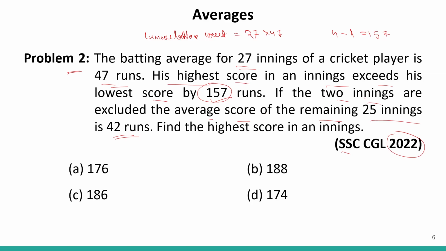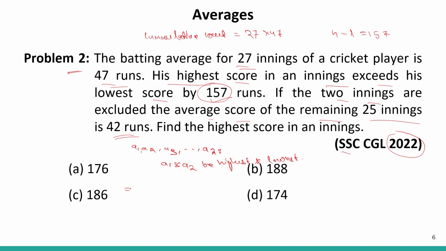If the two innings are excluded, the average score of the remaining 25 innings is 42 runs. Then find the highest score in an innings. Let the runs in those innings be A1, A2, A3, dot dot dot A27, right? Because there were 27 innings. And let A1 and A2 be the highest and lowest respectively.